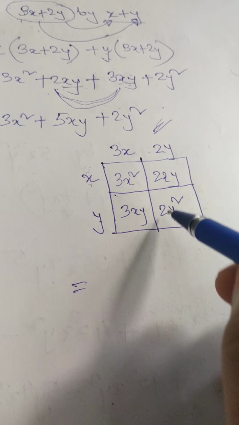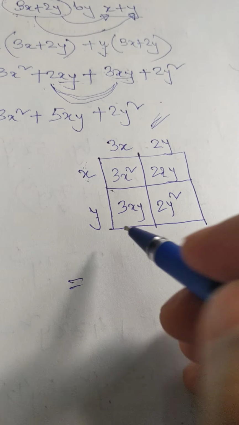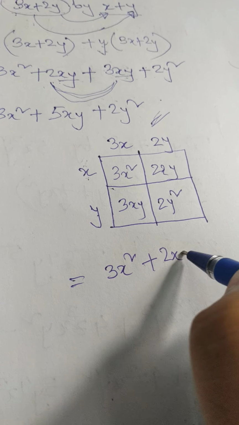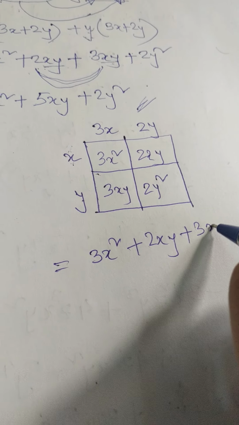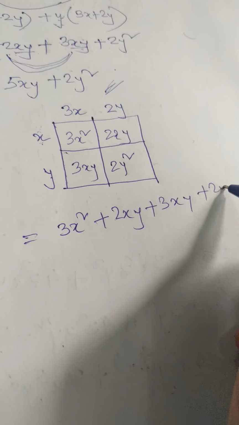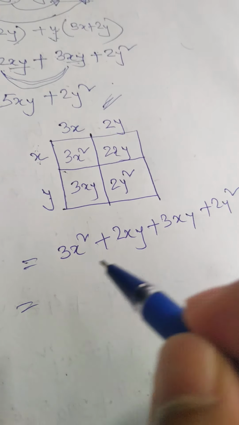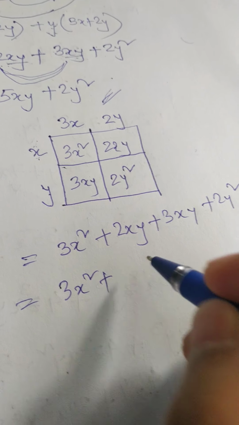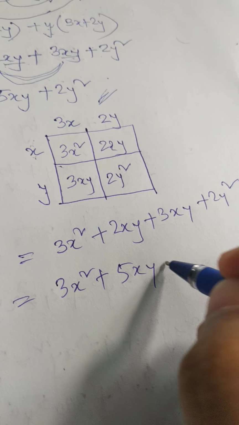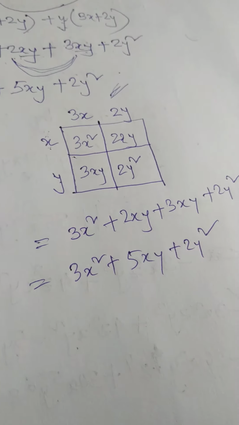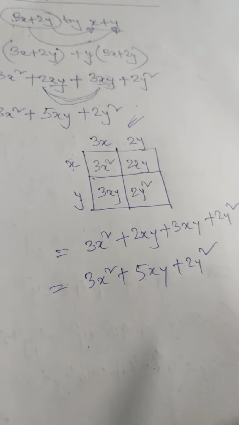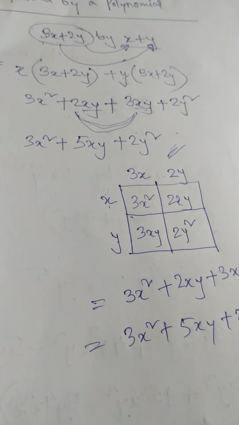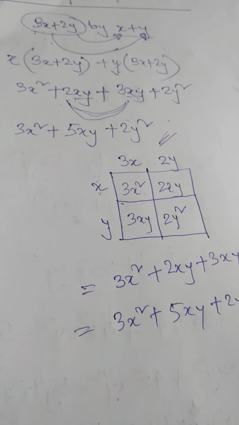So if we add all the terms in the boxes, what do we get? 3x square plus 2xy plus 3xy plus 2y square. Next we add them up, equals to 3x square plus 5xy plus 2y square. Okay, so you can use either this method or this method, whichever you like. Okay, so this was an easy one.